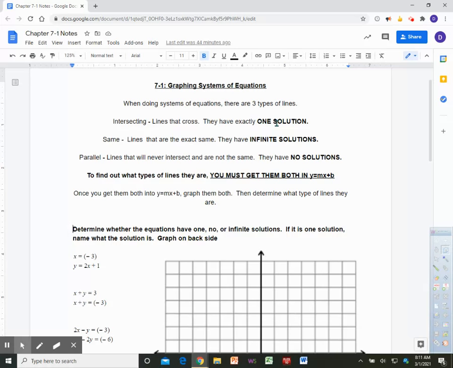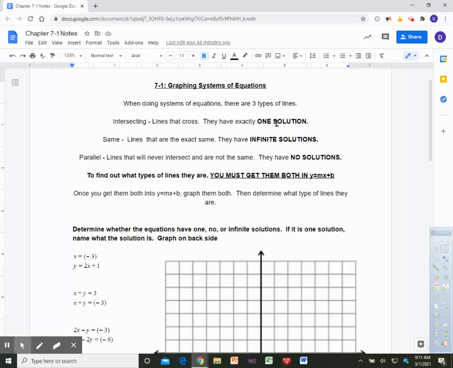So if you run into that today, all you have to do is put an infinity sign, which is a sideways 8. And then the last type of lines we're going to have is parallel lines. When you graph them and they're parallel, meaning they're never going to touch, you're going to have no solutions. So you're either going to have one answer, have an infinity sign as your answer, or you're going to put no solution for your answer.